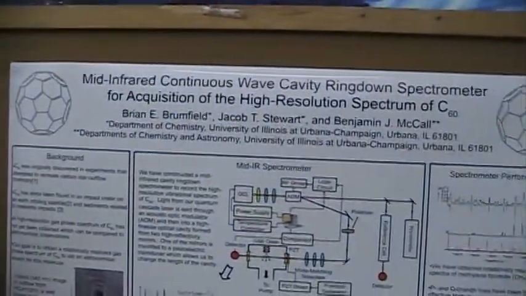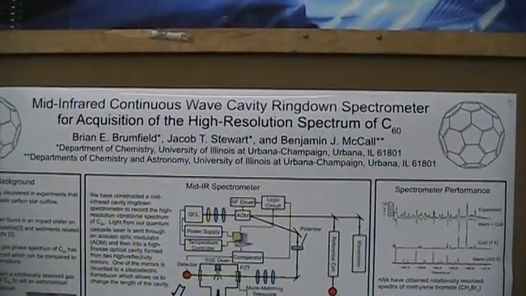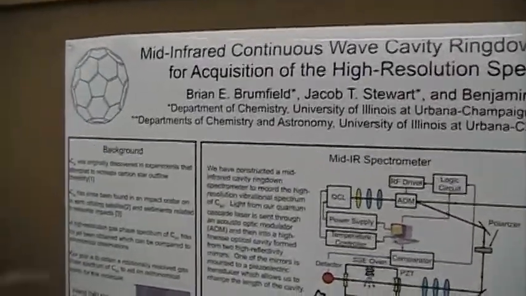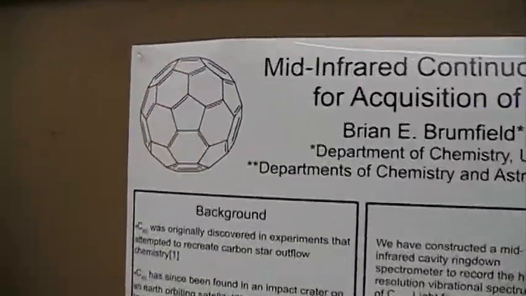Hi, I'm Jacob Stewart, and I'm here at the Midwest Astrochemistry Meeting, the 2009 version, and I'm going to present my poster on a mid-infrared continuous wave cavity ring-down spectrometer for acquisition of the high-resolution spectrum of C60. So we're interested in C60, buckminsterfullerene. This is a structure of it.